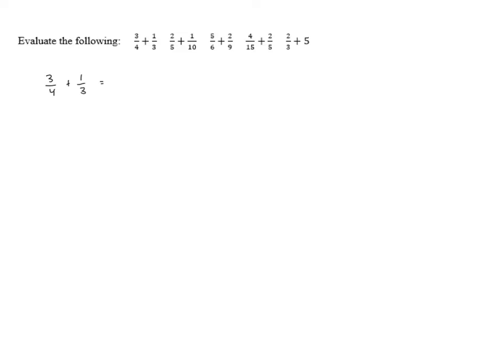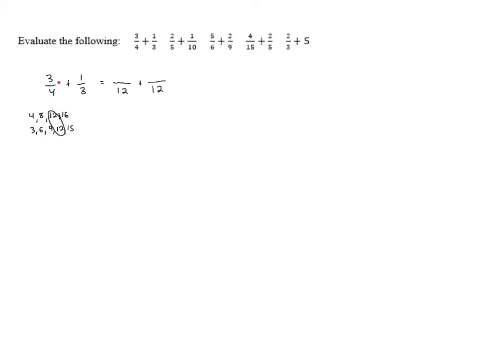To get a common denominator, we need to find a number that's a multiple of both of the denominators that we start with. In this case, those numbers are 4 and 3. So if we look at multiples of 4, those are 4, 8, 12, 16. Multiples of 3 are 3, 6, 9, 12, 15, etc. And we can see that 12 is the smallest number that's a multiple of both of these. We call this the LCD, the least common denominator.